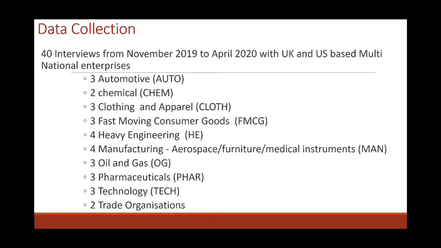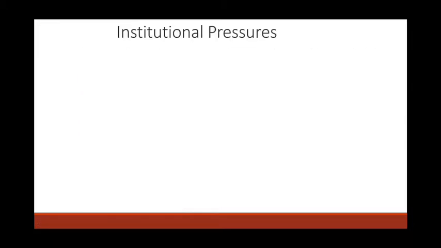We conducted 40 interviews from November 2019, actually before the pandemic started. We were looking at Brexit and the US-China trade war. And as the interviews were going forward, then we began to hear about this mysterious virus that was coming out of China. So then we turned our attention to begin to focus on COVID. So we went out and we interviewed 3 automotive supply chain executives. We interviewed people in the chemical industry, the clothing industry, the FMCG industry, heavy engineering, oil and gas, and pharmaceuticals.